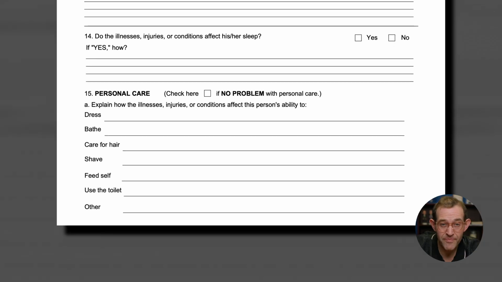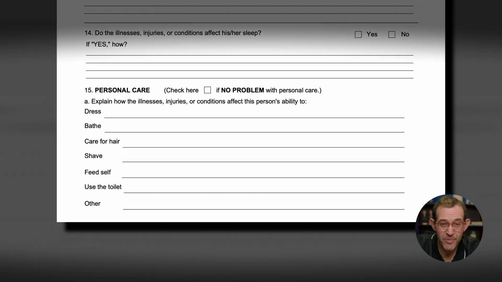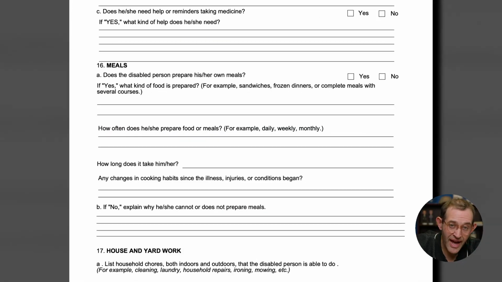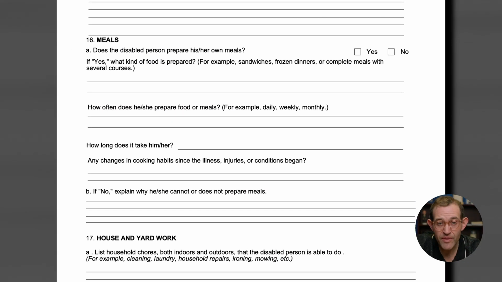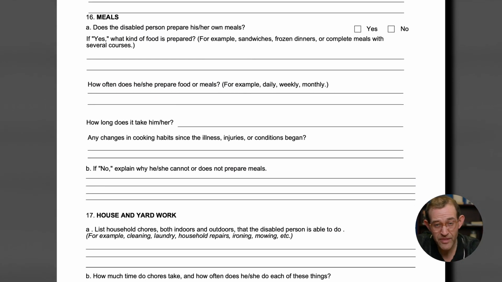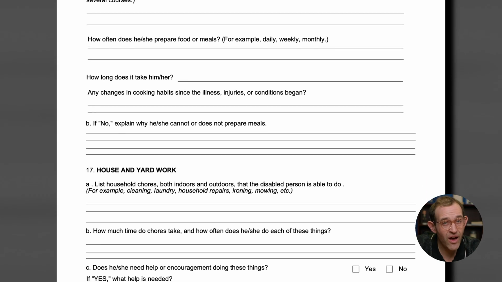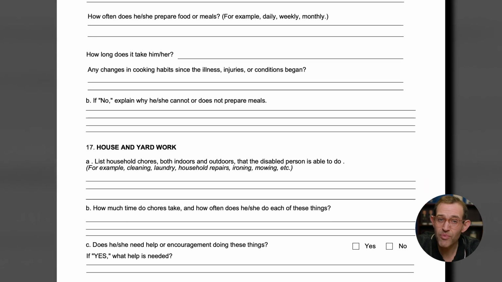Those details matter. When the form asks about personal care, dressing, bathing, grooming, using the toilet, feeding themselves, don't assume that they can technically do it means there's no limitation. If it takes longer, requires rest breaks, causes pain, or only happens on good days, explain that. The same applies to meals, housework, and yard work. If they only prepare simple meals, say that. If chores take much longer than they used to, say that. If they need help, encouragement, or reminders, that's important information.